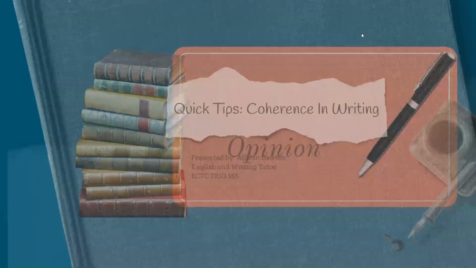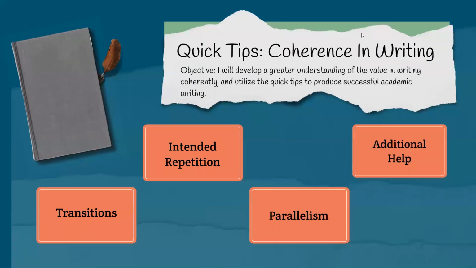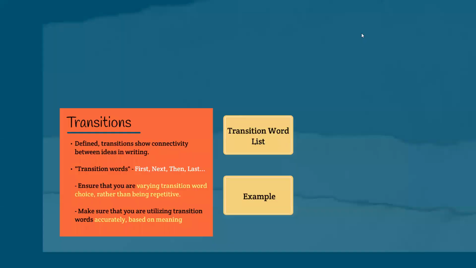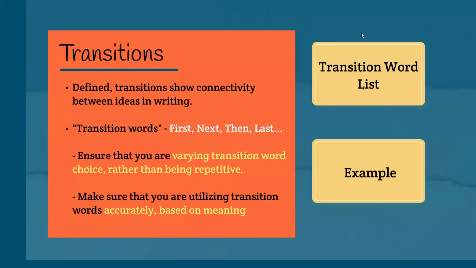With that being said, it is my hope that through this presentation, you will develop a greater understanding of the value in writing coherently, and that you might apply these quick tips that we cover today to produce successful academic writing. Let's begin by going over a little bit about transitions. Transitions show connectivity between our ideas as we write. A few transition words you might be familiar with are first, next, then, and last, but there are a couple items we need to be sure to remember as we are using transition words.